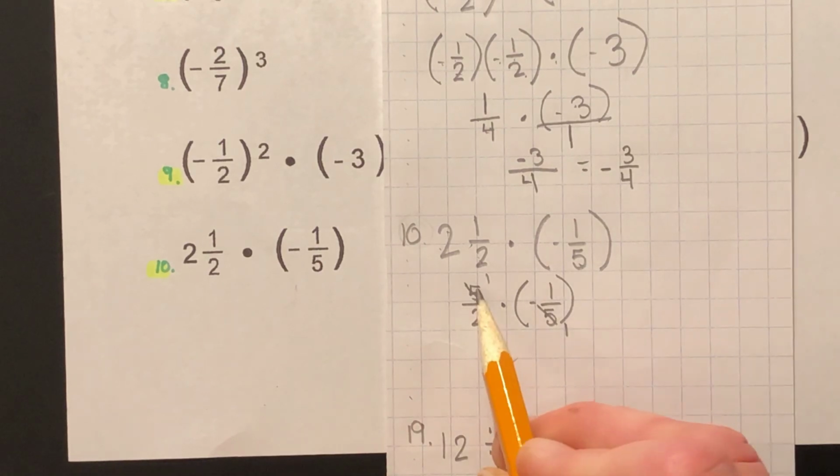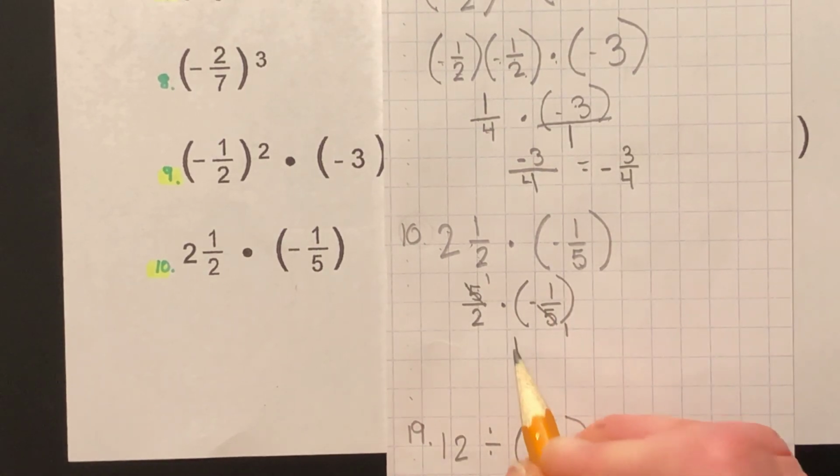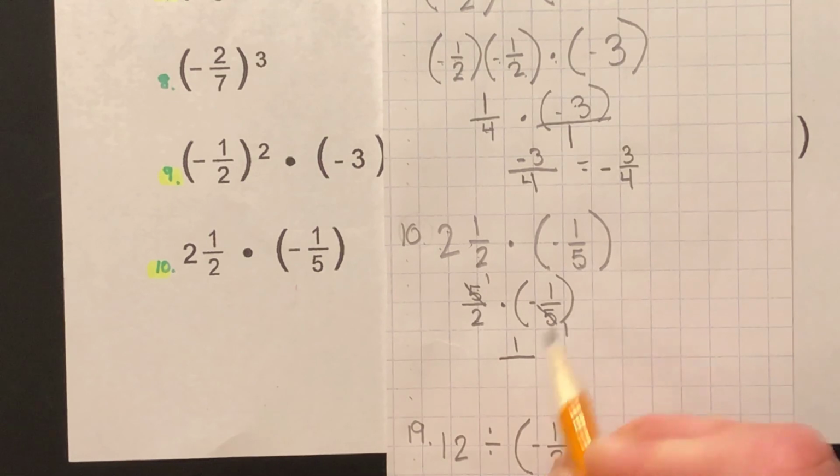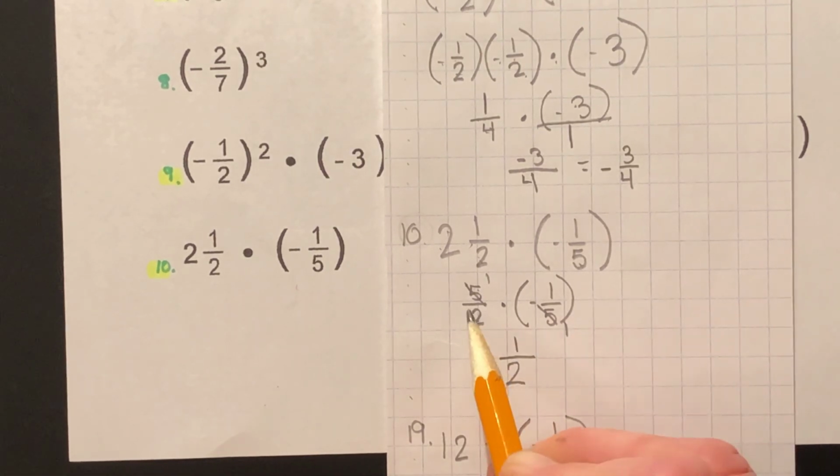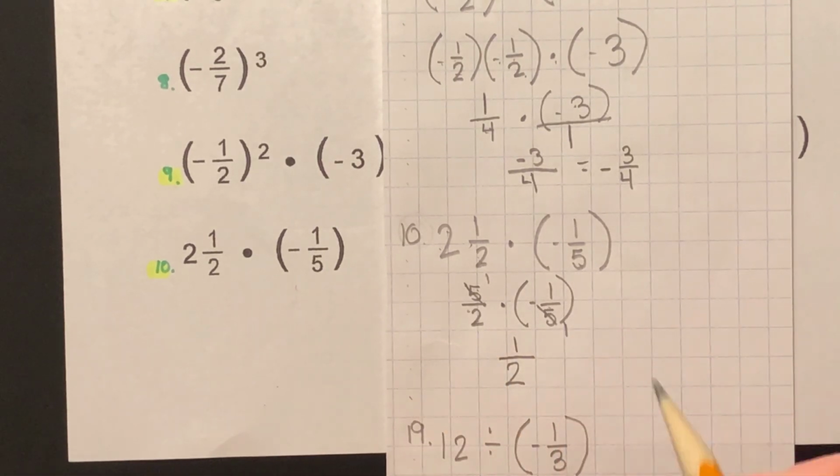This is great. 1 times 1 is 1. 2 times 1 is 2. I have a positive times a negative, so that makes this negative. Number 10 is negative 1/2.